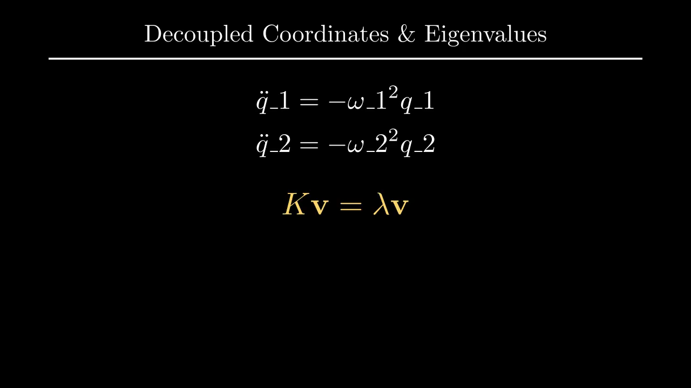We are looking for vectors v such that the matrix K simply scales them, expressed as Kv equals lambda v. Geometrically, these eigenvectors are the axes of the natural vibration of the system. The eigenvalues tell us the square of the frequencies at which these modes vibrate. But what happens if the masses are not equal, or the springs are different?